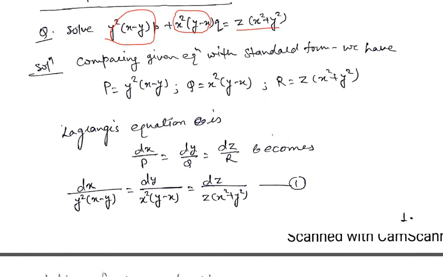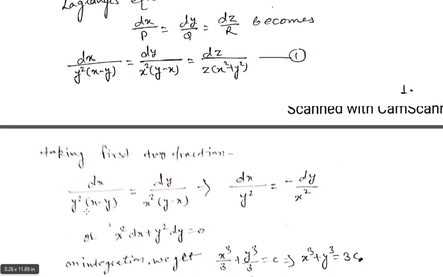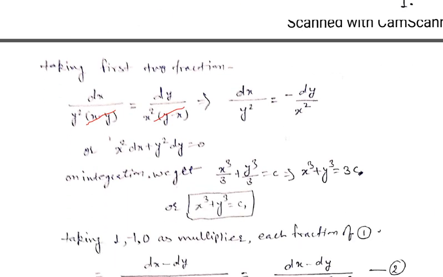So very first, using rule 1, we try to find the first integral. Let's take the first two fractions, which are dx upon y squared (x minus y) equals dy upon x squared (y minus x). Here x minus y and y minus x cancel out, so we get dx upon y squared equals minus dy upon x squared. We can rewrite it by multiplying this equation by x squared y squared, and we get x squared dx plus y squared dy. And now we integrate it.